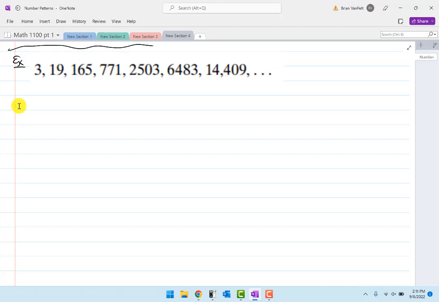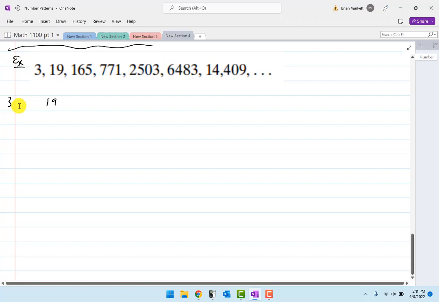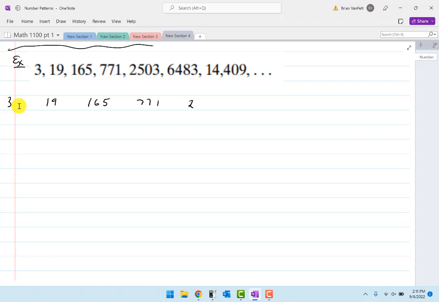As my last example of the method, I'm going to pick the nastiest one I could possibly find out of your textbook. So I'm going to need a lot of space. I'm going to put my 3 all the way over there, and my 19, 165, 771, 2503, 6483, 14,409, and then a blank spot.